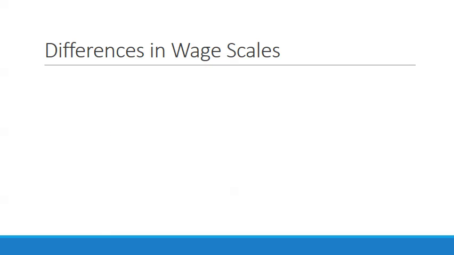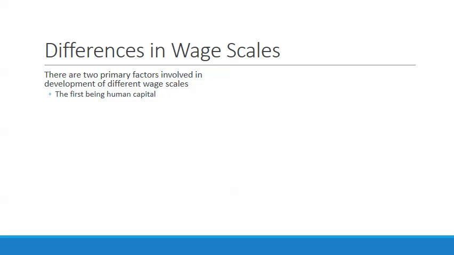So let's look at this difference in wage scales. There's two primary factors involved in the development of different wage scales. The first of which is human capital. The second is job discrimination, which we'll look at in a short bit. But this human capital, like we just said, is the accumulated skill and knowledge of people. So basically what we're saying is the more educated you are, the more skilled you are, the more knowledge you have, the more valuable you become in the workforce.